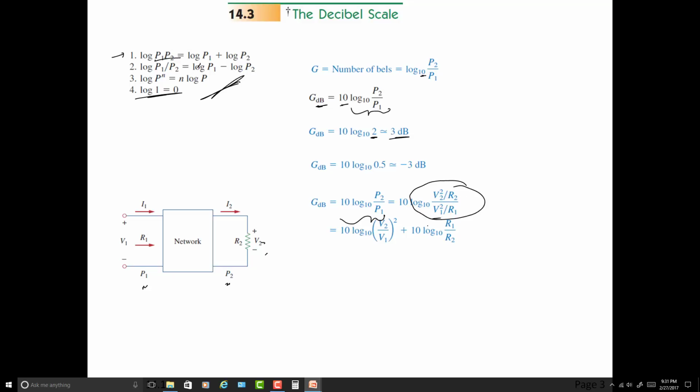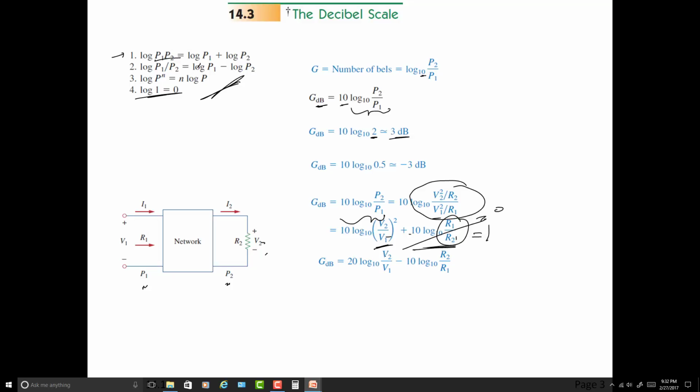And it's going to break up into the sum of 2 quotients, right? And so here's the one of interest, the voltage relationships. And this is a tag along, the decibels of the resistances, right? And if this resistance ratio is equal to 1, in other words, the input and output resistances are the same, then this whole log term goes to 0, according to number 4 up there, okay?